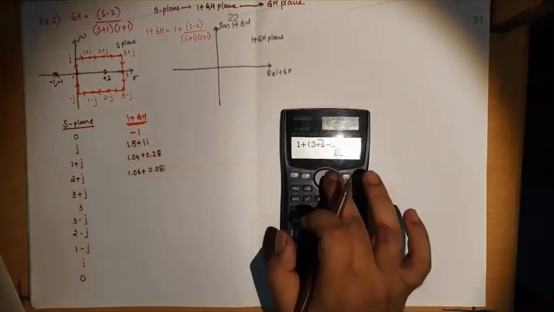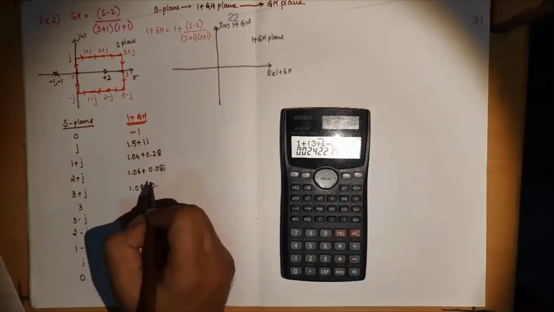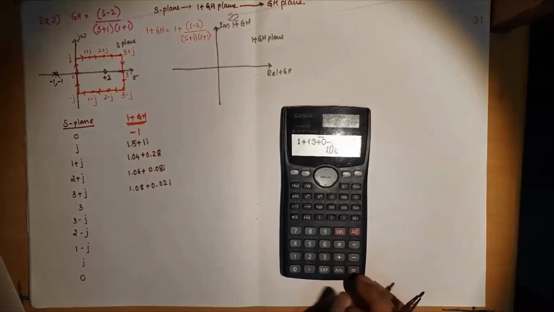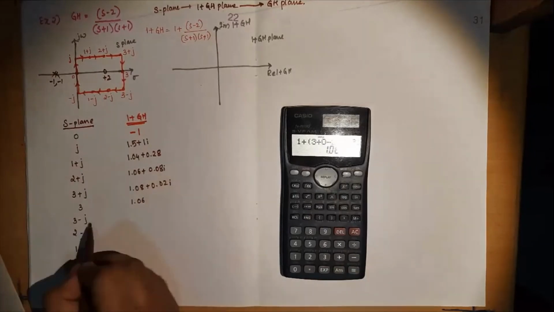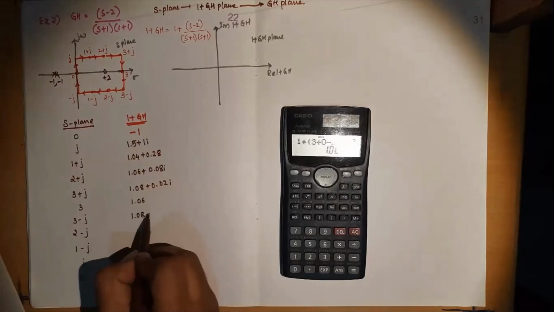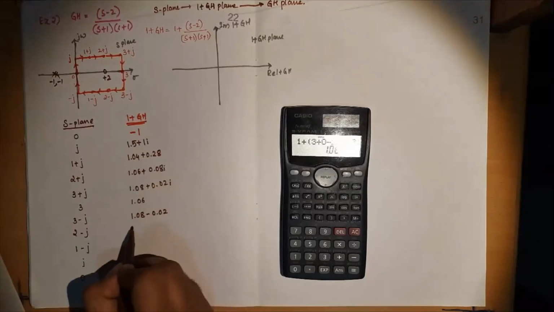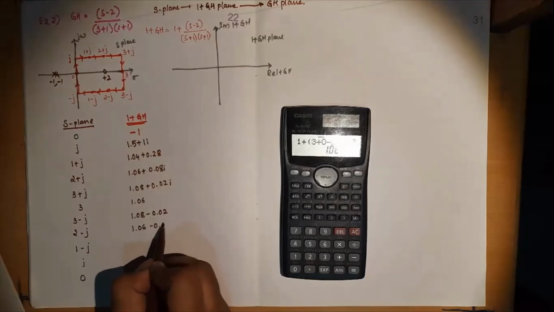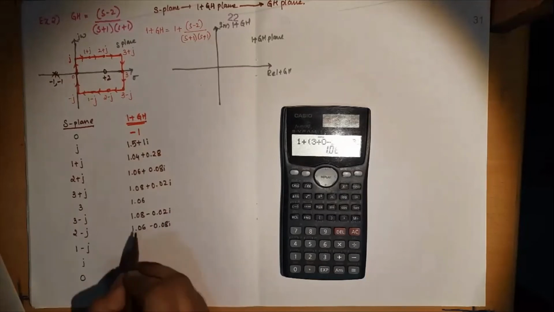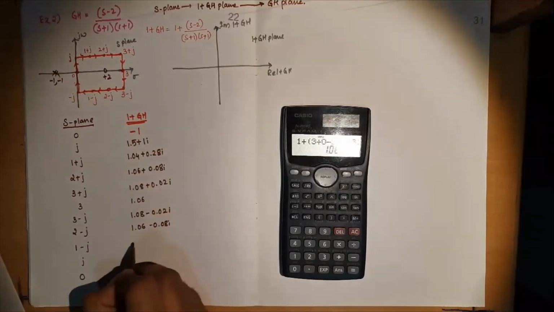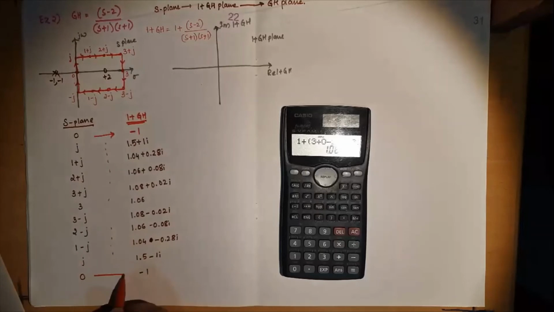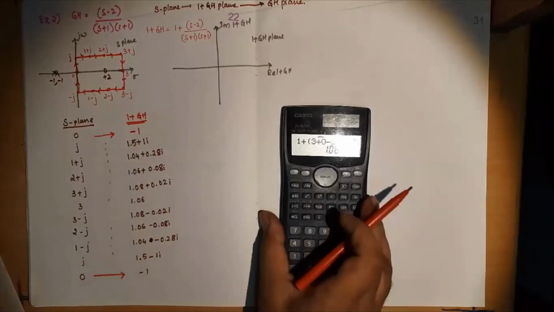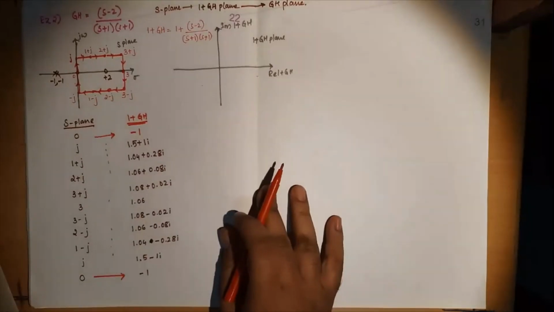So I've done the calculation for all. You can also try it. And the last one on the real axis for 3, the corresponding value is 1.06. So the rest are all complex conjugates. These are all mapped points on 1 plus GH.